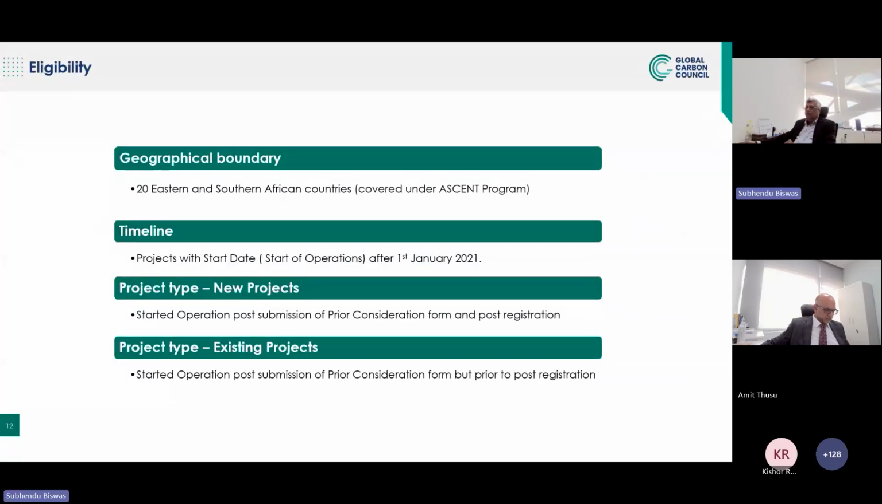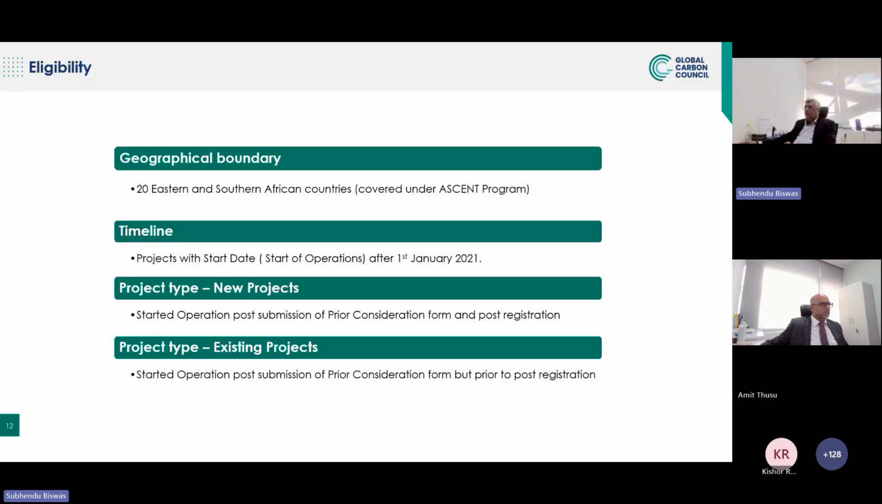The boundary is restricted, at this point in time, to 20 Eastern and Southern African countries, which are covered under the ACID program. We allow any projects which started after 1st of January 2021, with certain riders with respect to the prior consideration form. There are two types of projects that we take care of: new projects which are commissioned after the project is registered, and projects which are commissioned after the submission of the prior consideration but before the project is registered. So there are two categories, and we treat them in two different ways.